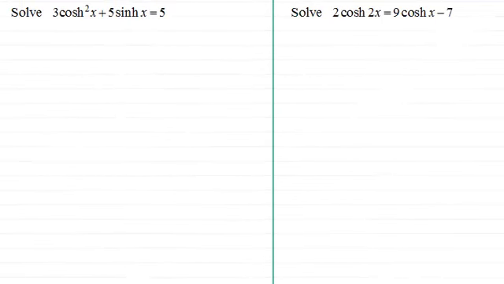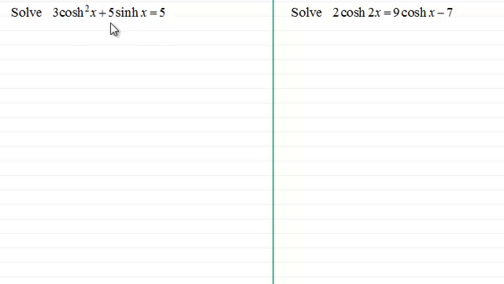Hi there. Now in this video what I want to do is show you how we can use the hyperbolic identities to solve questions like these ones here. And I'm going to show you also how we can express the answers in terms of natural logarithms. So for this first one we've got to solve 3 cosh squared x plus 5 sinh x equals 5.